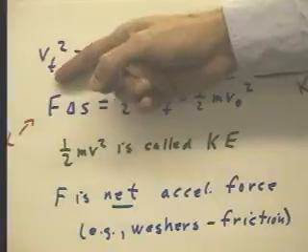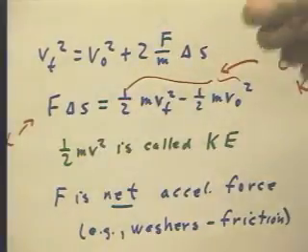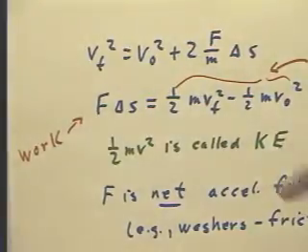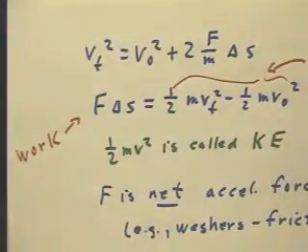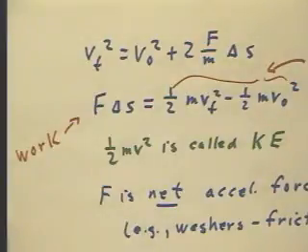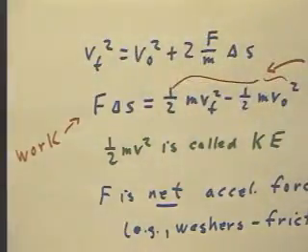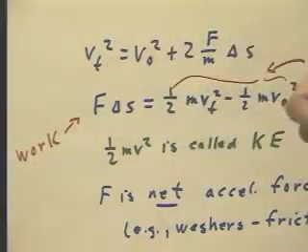Now, this F delta S is the product of the force exerted and the distance through which it is exerted. We call this work. So this F delta S we're going to call work, and this 1/2 mv squared we're going to call kinetic energy. And we're going to think of the situation as follows. In order to accelerate an object of mass m from a velocity v naught to a velocity vf, we're going to have to do a certain amount of work, a certain F delta S. So work is force multiplied by the displacement through which we apply the force.